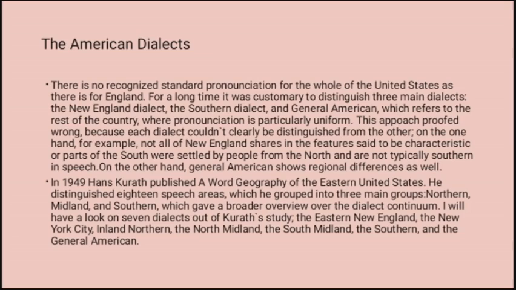In 1949, Hans Kurath published a word geography of the Eastern United States. He distinguished 18 speech areas, which he grouped into three main groups: Northern, Midland, and Southern, which gave a broader overview of the dialect continent.